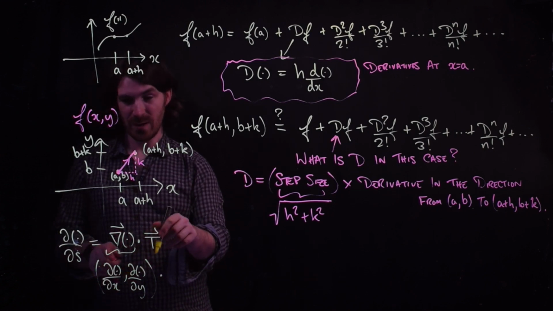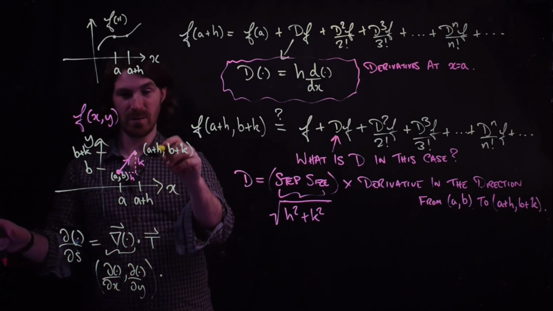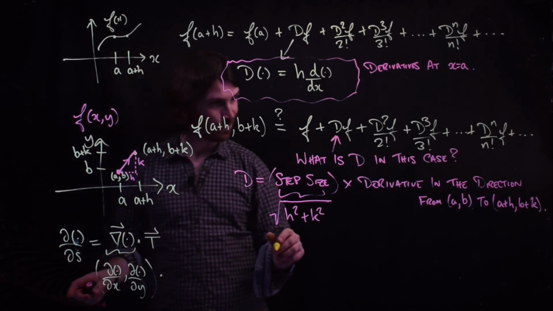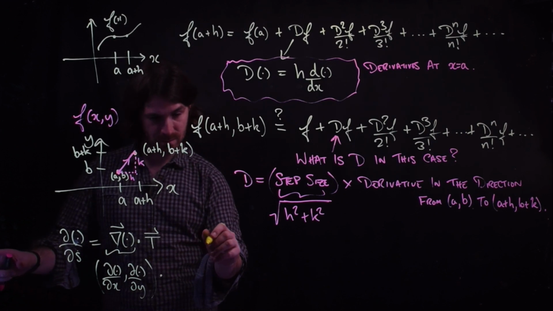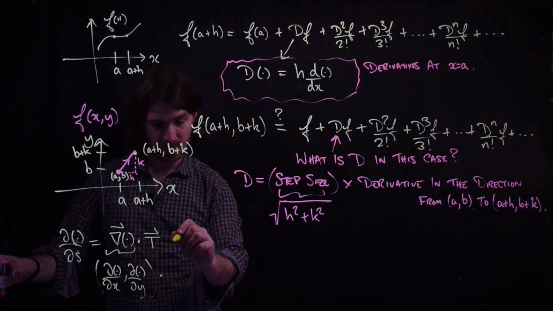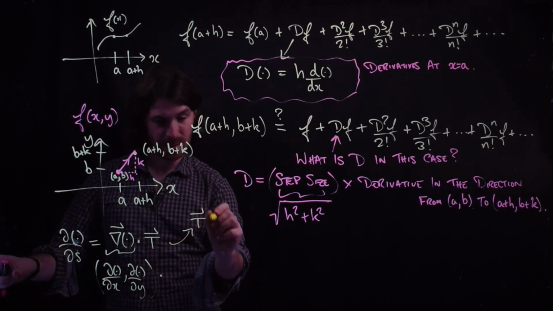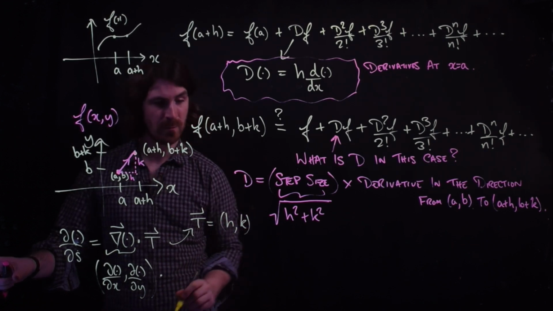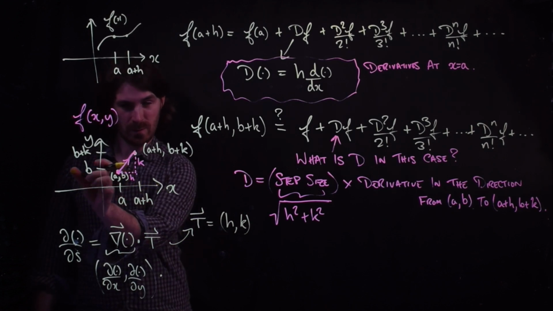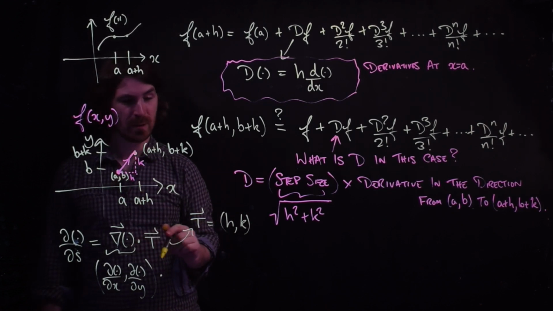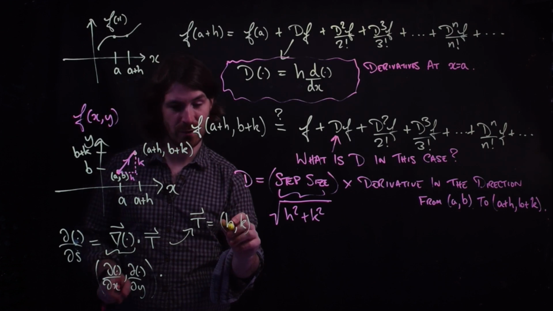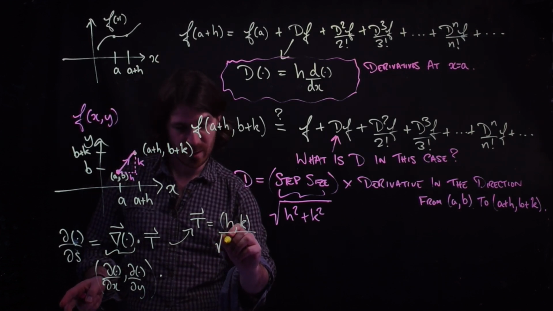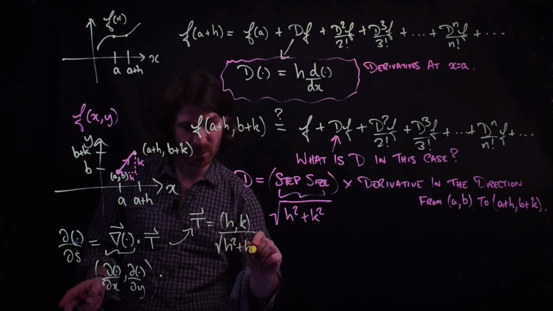Okay, well, the tangent vector here is a vector in the direction h along... T is a vector in the direction h, k. Okay, we go h along x, k along y. But remember the tangent vector is a unit vector, so we have to divide by the magnitude of this. And the magnitude of that is h squared plus k squared, all square root.